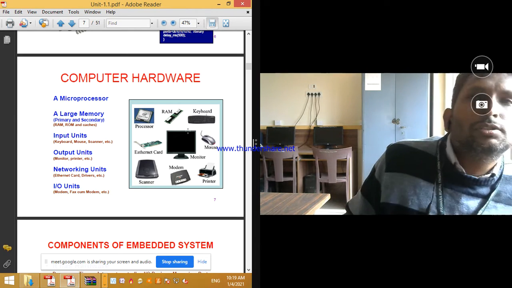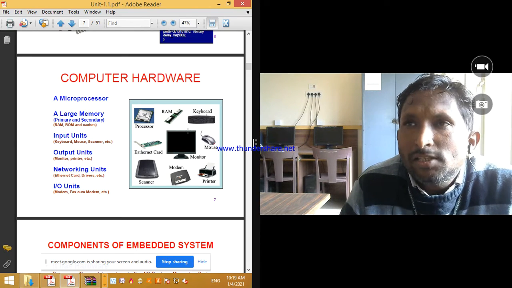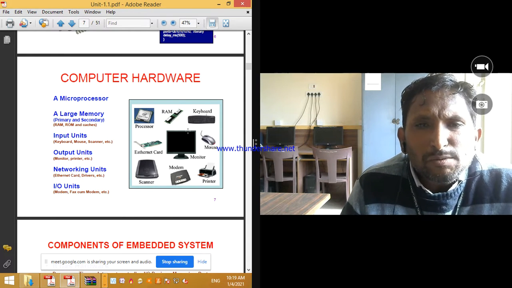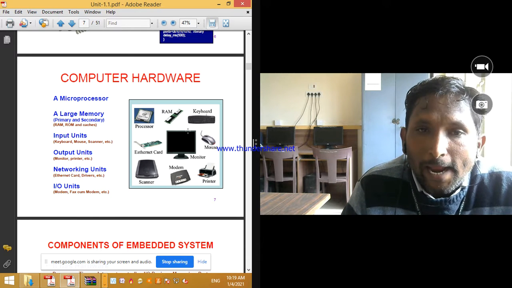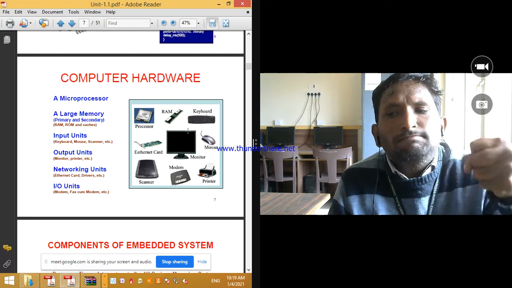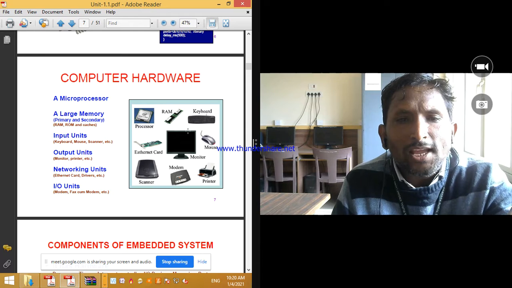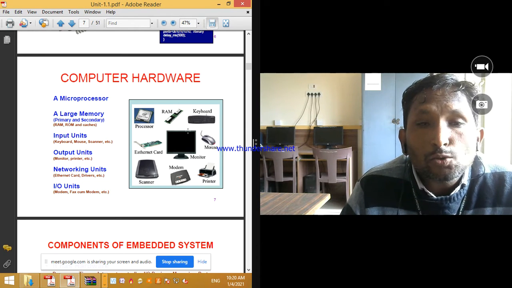Suppose, the definition that we have seen: embedded system is the combination of hardware and the software part, and software is nothing but the specific code that we have inserted into the chip to execute the program. So to create any kind of embedded system, these are the hardware parts required that we have discussed over here.